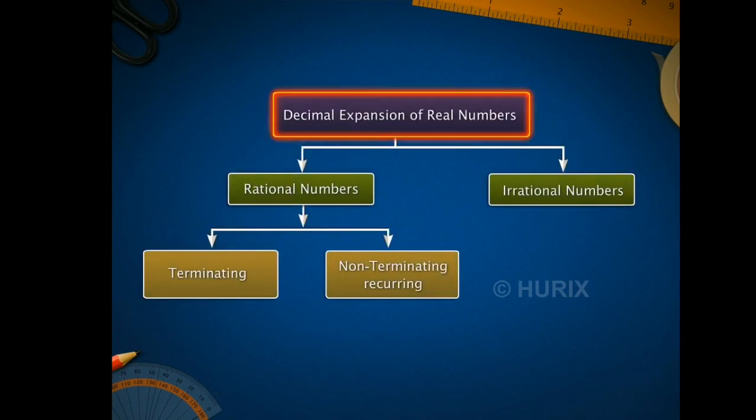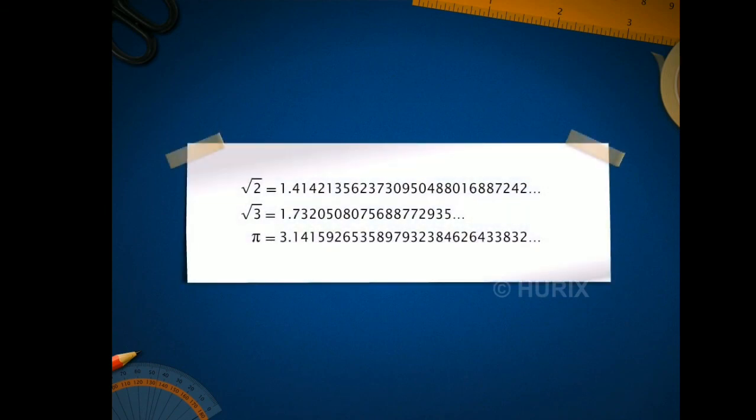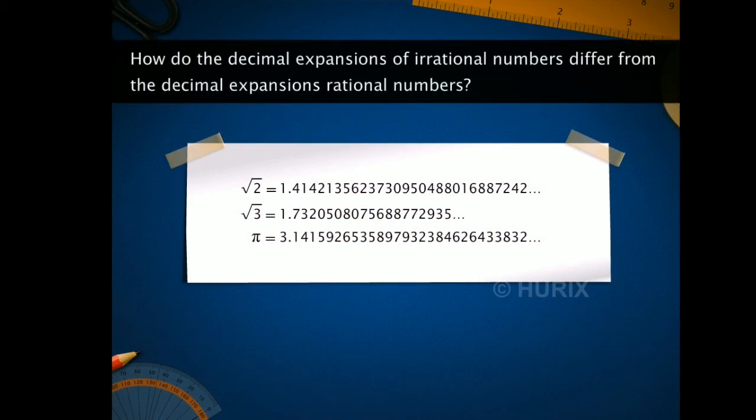We've seen that the decimal expansion of rational numbers can be either terminating or non-terminating recurring. What can you say about the type of decimal expansion of irrational numbers? Look closely at the decimal expansion of some irrational numbers. What do you observe about the decimal expansions? How do they differ from the decimal expansions of rational numbers?